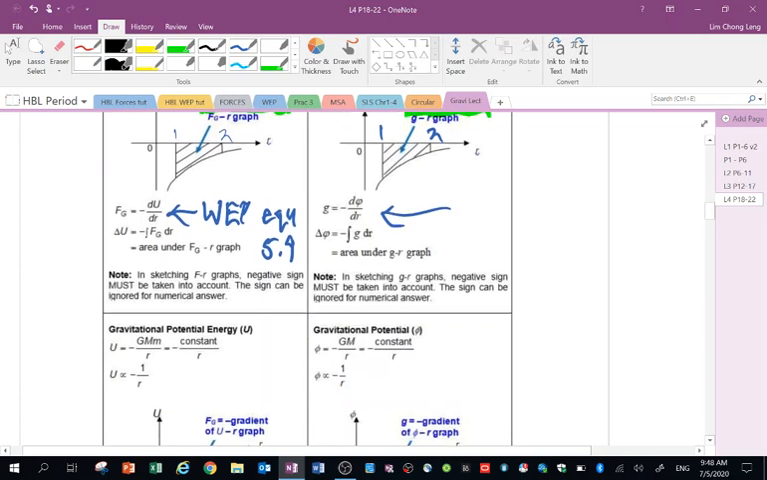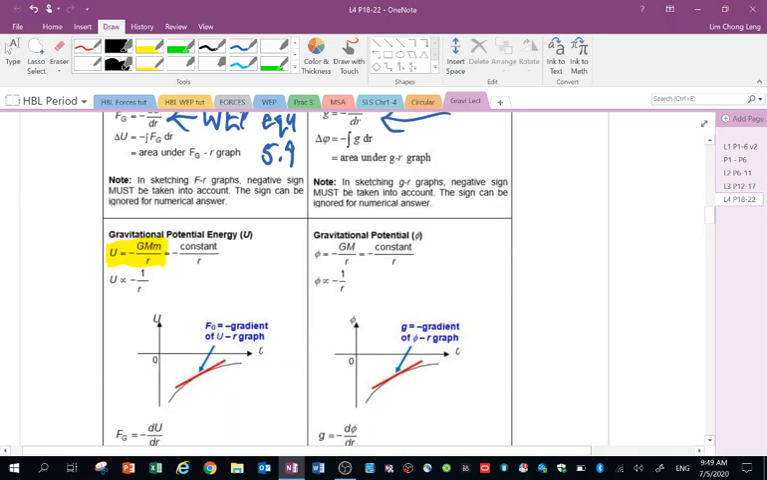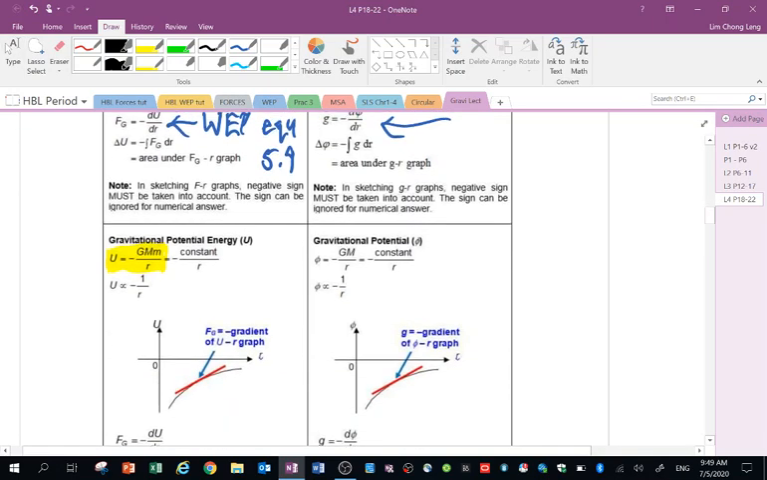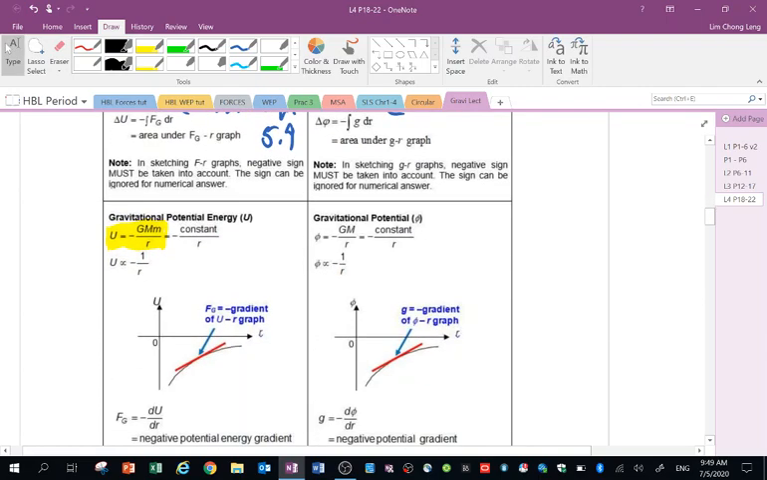So let's look at the other two equations. Let's start with the one on the left. You have to memorize this equation. This time the negative in this equation is essential because gravitational potential energy is always negative except at infinity where the value is 0. Okay, so I want you to look at the shape of the graph. It looks like the one above, but this time the graph is more gentle.